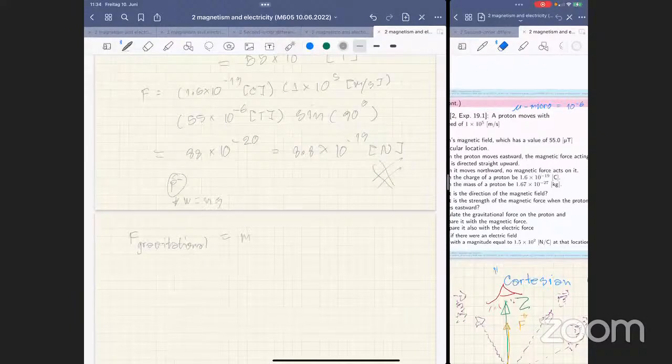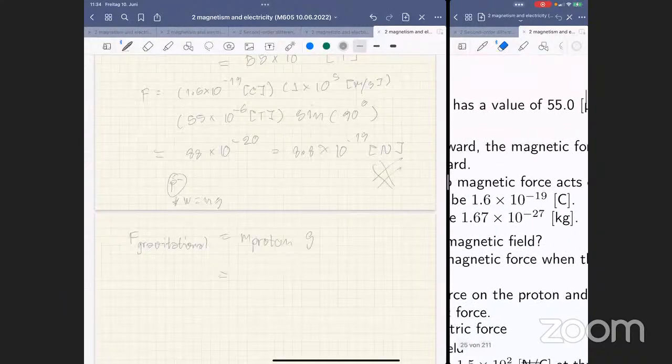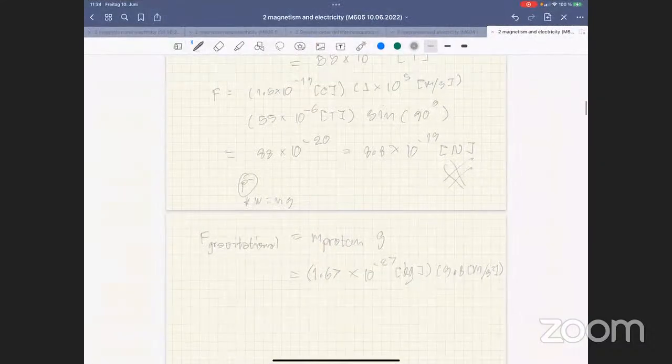And there will be W, which is mg, right? The mass of the proton times g, the acceleration on Earth. Let's say the mass of the proton is 1.67 times 10 to the negative 27. g is 9.8, or you can also use 10 for simplicity at the high school level, meters per second squared, right? And right now we are ready to make the computation.